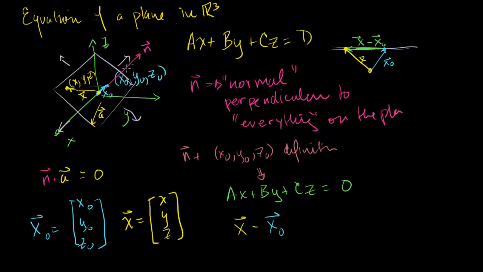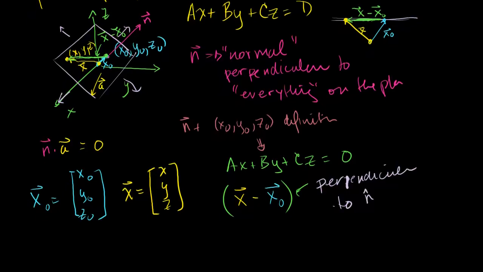Let me draw it better than that. It's going to go from that point, the point specified by x naught, to the point specified by x. And it's going to lie along the plane. So this right here is x minus x naught. I know this drawing is getting very dirty, but you can see that this is definitely lying on the plane. So this vector right here must be perpendicular to our normal vector.